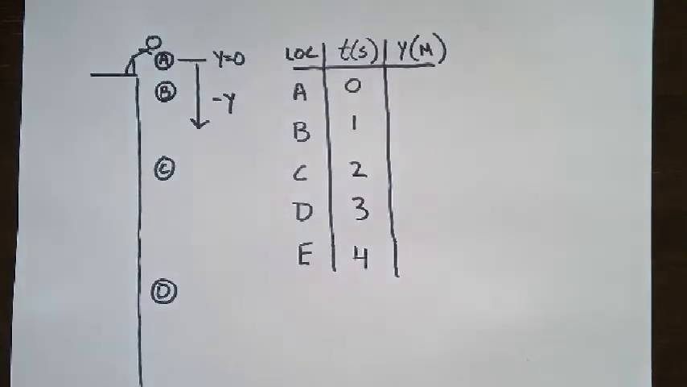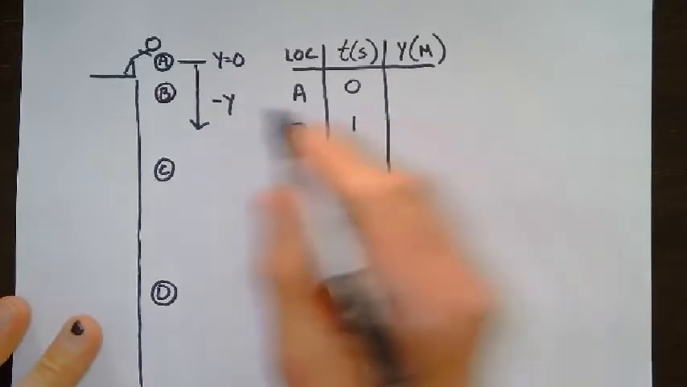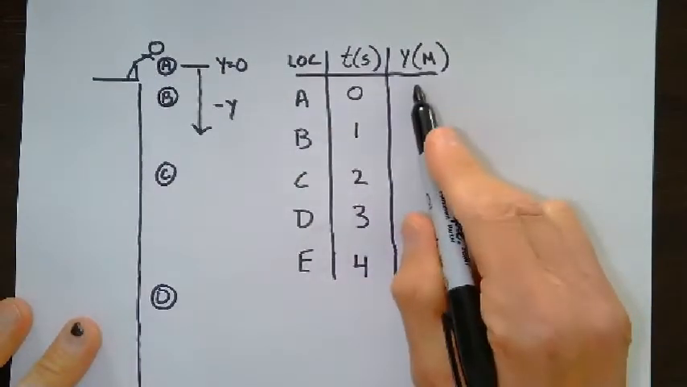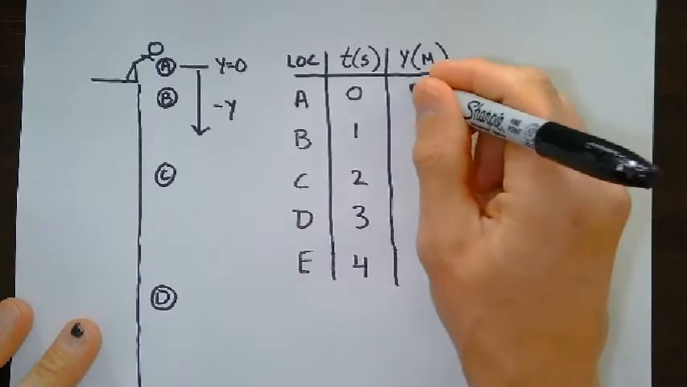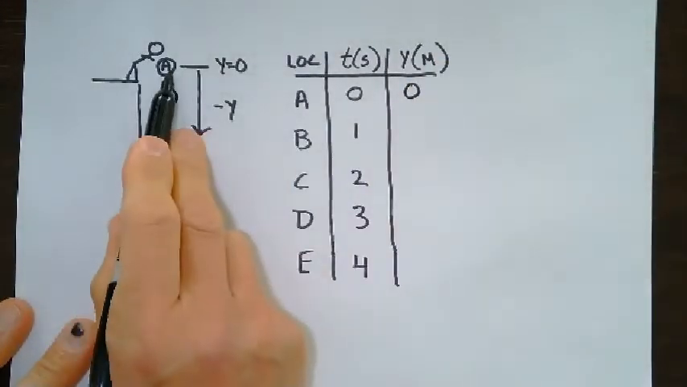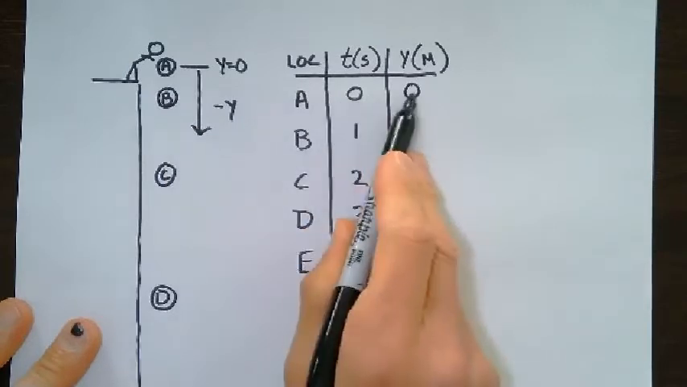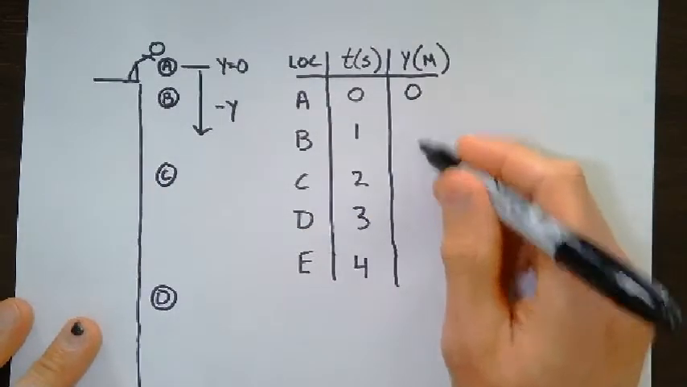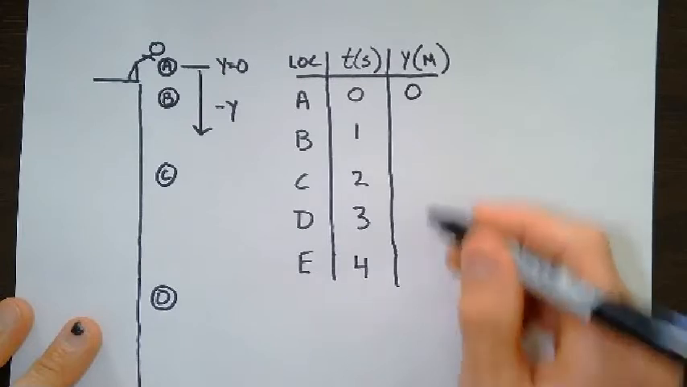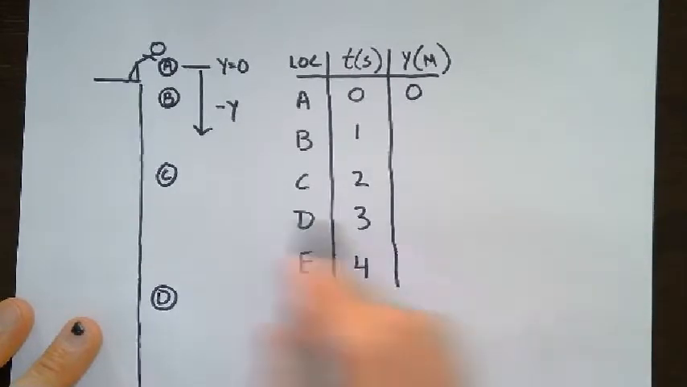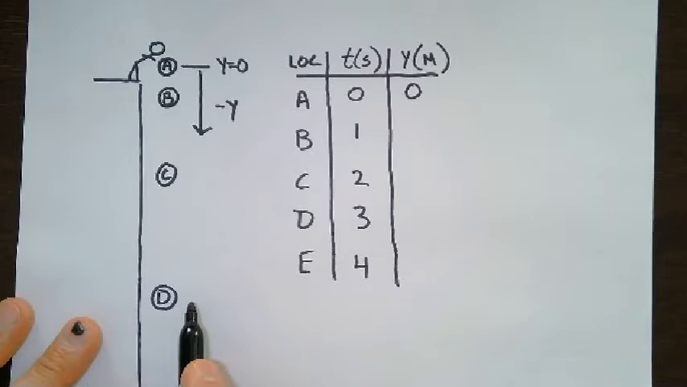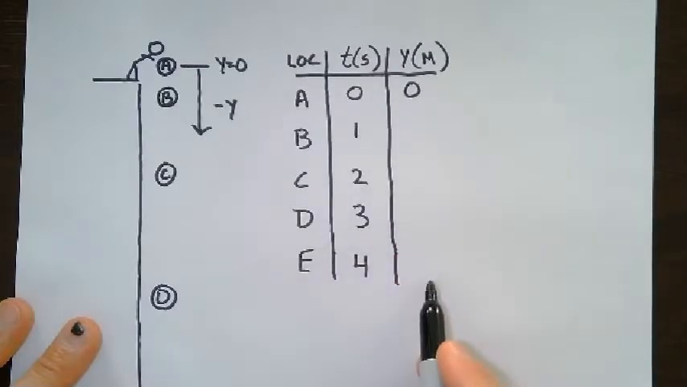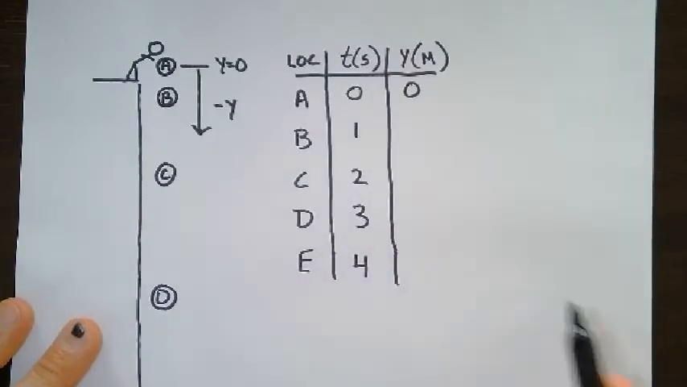Now, the question is, at this point, how do you determine this distance? The only position that we know for sure is the beginning, because we know that when the ball is released at A, it's at the origin, so that's 0. So the question is how do we get these other values? We know they should be negative because they are all below the origin. And we know they should be getting bigger because of common sense.